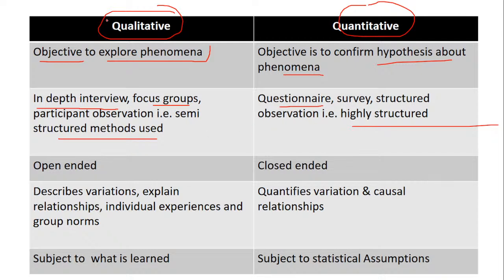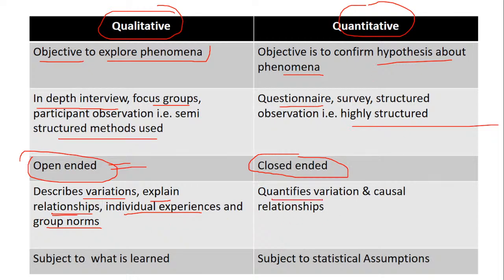Qualitative research has open-ended questions, meaning it is based on descriptive analysis, whereas quantitative research has close-ended questions where you are restricted to the given options. Qualitative research describes variations, explains the relationship, individual experiences and group norms. It helps to understand the individual experiences and the norms, whereas quantitative research quantifies the variation and the causal relationship.